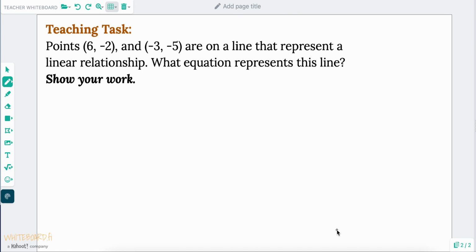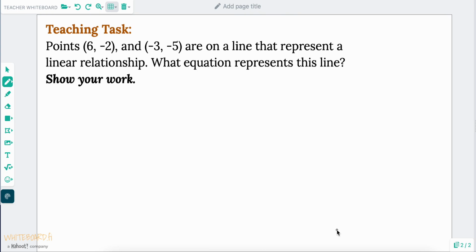Once again, this is Mr. Santana, and I wanted to just go over how to get an equation from 2 points that are representative of a linear relationship from the coordinates that are given here.